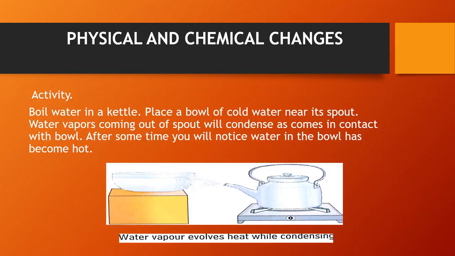So what happened? On being cooled, water vapor changes into water. The water vapor condenses into drops of hot water, transferring the heat to the cold water in the bowl. So the water in the bowl becomes hot. Here you have seen how the heat of the water gets transferred. This is also an example of change of state, or you can see how the energy change takes place during a physical change.